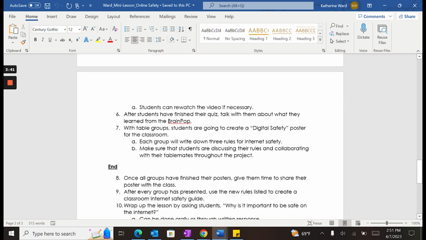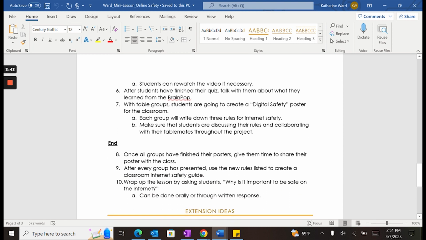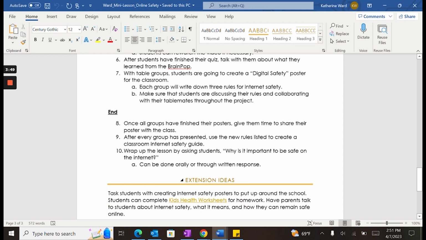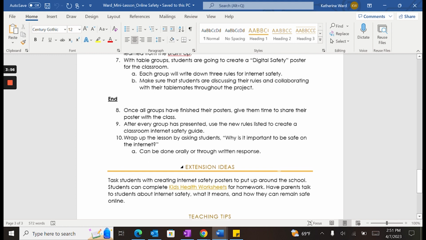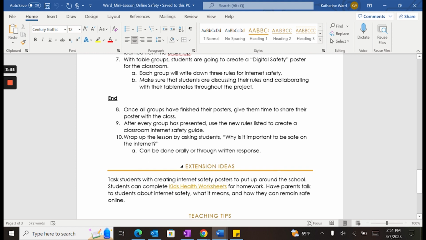After the quiz, they worked in their table groups to create a digital safety poster, writing down 3 rules for internet safety. And then students presented their posters as a class. And after every group presented, we listed new rules for our own classroom on how to be safe online. And to wrap up the lesson, students answered the question, why is it important to be safe on the internet? They could have done this orally or through written response.